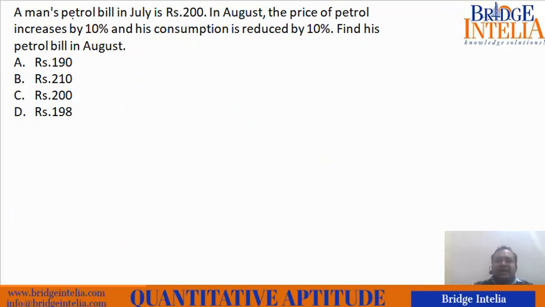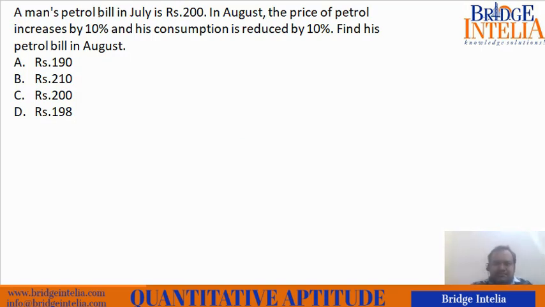A man's petrol bill in July is rupees 200. In August, the price of petrol increases by 10% and his consumption is reduced by 10%. So find his petrol bill in August. So let's try to see how we can solve this question using a very unique approach.